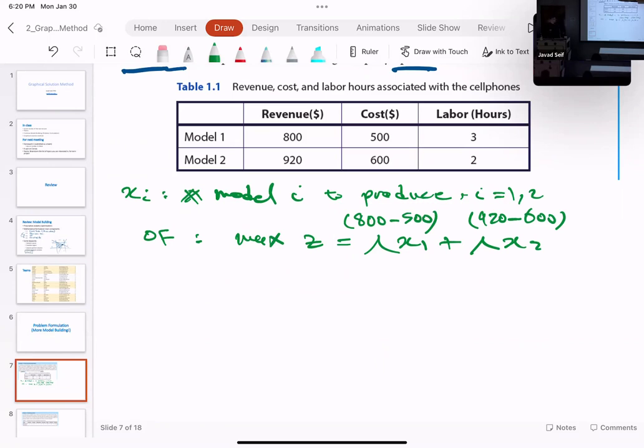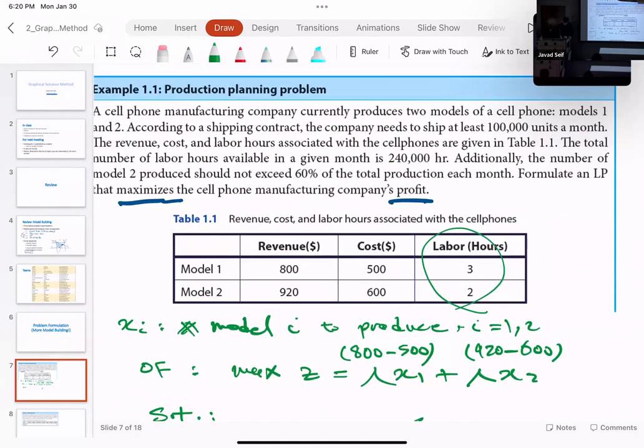Infinite. So we want to restrict it so that it doesn't go through. Why should we restrict it? Because our resources don't allow producing an infinite number of phones. Either it's the demand or the resource that we have. So that's subject to, that's one resource that we have. Our labor should be less than or equal to 240,000 hours.